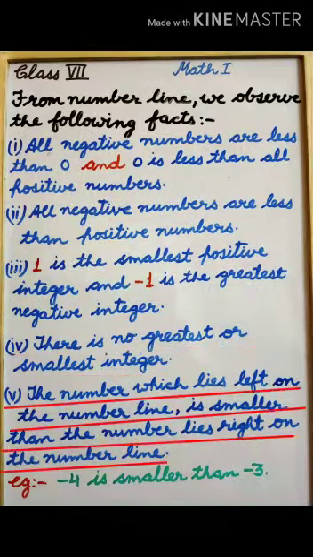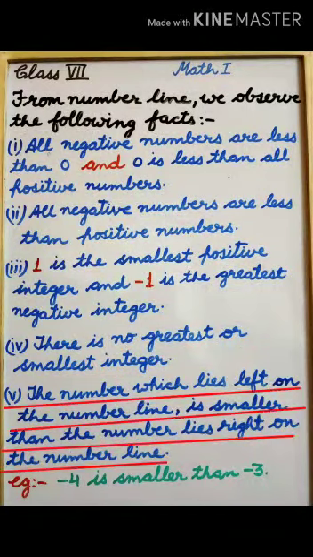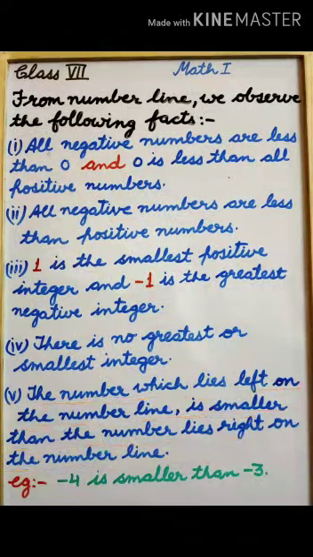Fifth point is the number which lies left on the number line is smaller than the number which lies right on the number line. For example, we can see minus 4 is smaller than minus 3, as minus 4 lies left to minus 3 on the number line.